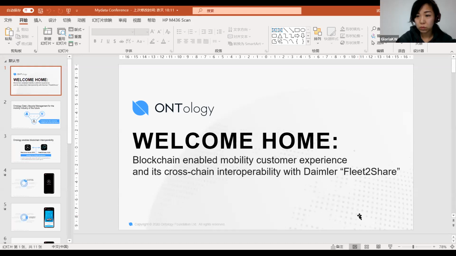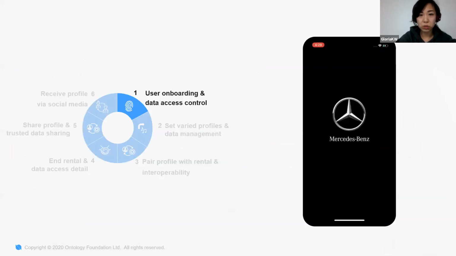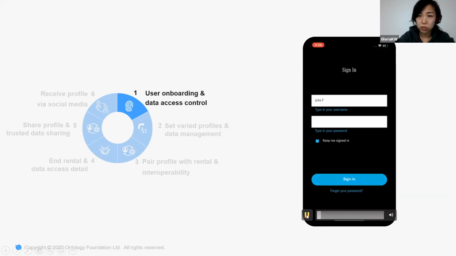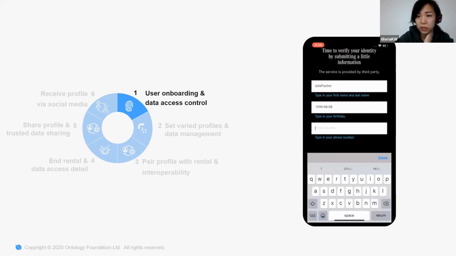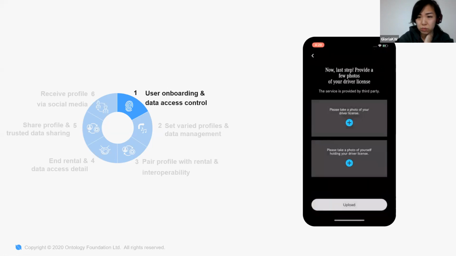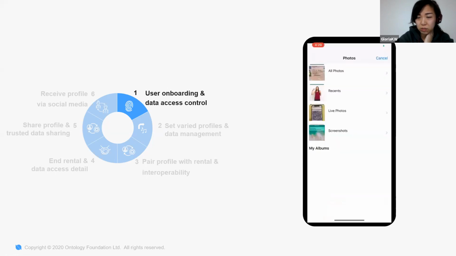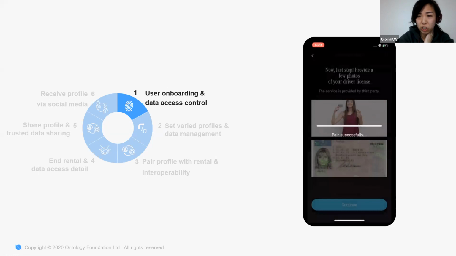So, I'm going to skip the first several parts, and we're going to start just here. In this hypothetical scenario, we have a user called Julia. She's a Mercedes-Benz owner, and she has this Welcome Home app, which is basically her data wallet for her mobility experiences. So how does she register on this app? She logs in, and for the very first time, she will need to verify her identity, submitting the regular information. Also, she will need to upload her driver's license and identity card to verify herself.